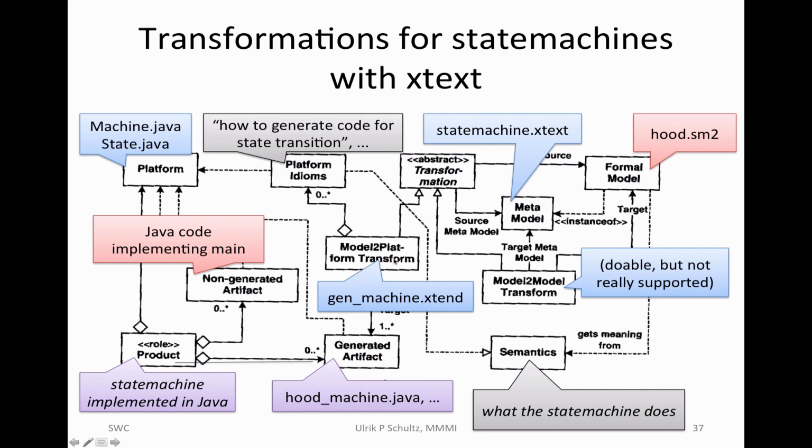The model to platform transform, that's the extent. That's what transformed it. And then we generate a bunch of Java code, which is the implementations. And in the end, we get a product, which is a state machine implemented in Java, composed of the generated code, some non-generated code, which might be some Java code that I write by hand for having a main method or integrating to other parts, and then the platform, which is like the machine and the state and the other generic classes.